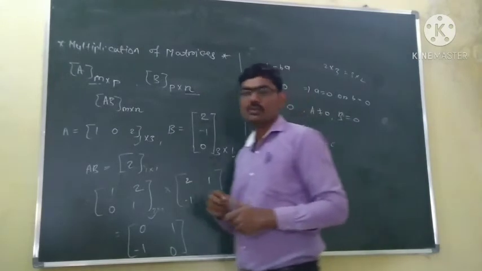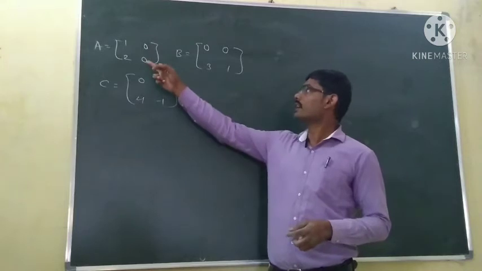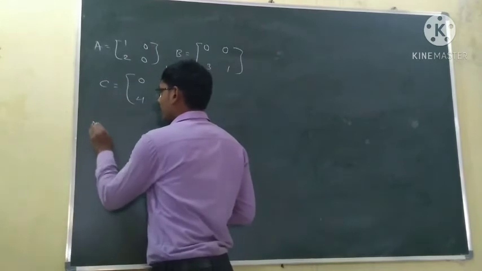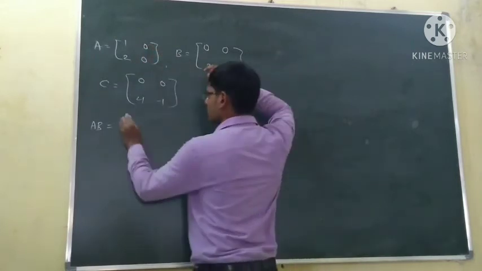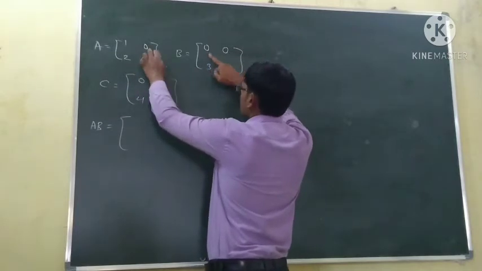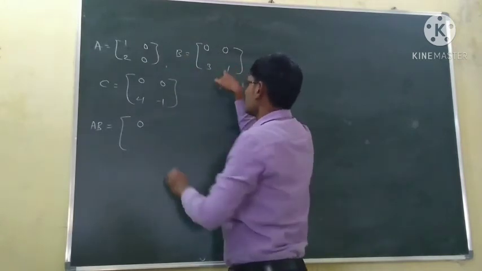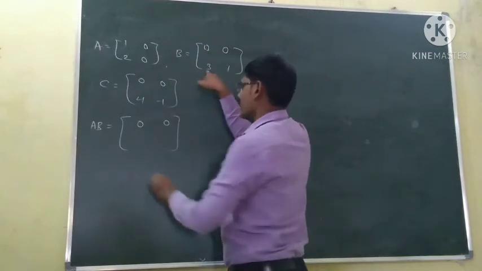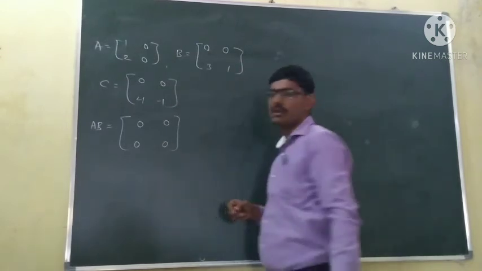Now we will go to these interesting properties. See, we have three matrices A, B, and C. We will first calculate A into B. So this is equal to 1 into 0 is 0, plus 0 into 3 is 0. Again 1 into 0 is 0 and 0 into 1 is 0, so 0 plus 0 is 0. Now 2 into 0 and 0 into 3 are again 0. And 2 into 0, 0 into 1 is 0. So AB is equal to 0.